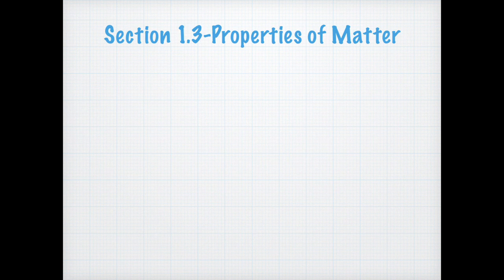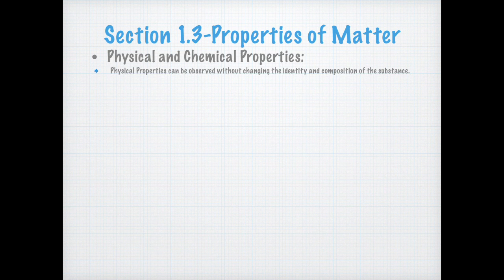The next thing that we're going to be talking about is properties of matter. Now, you can have physical and chemical properties of matter. So a physical property is a property that can be observed without changing the identity or the composition of the substance. So there are a number of different examples of physical properties that we're going to be looking at in this class. For example, the color, that's the most obvious one. You can observe color without changing the identity of the substance.